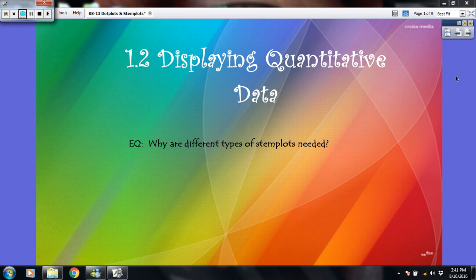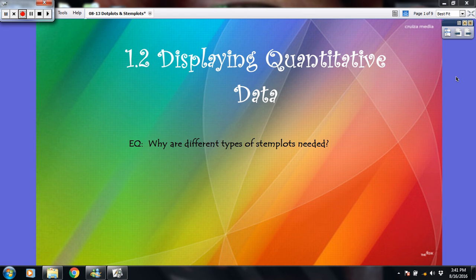It's in section 1.2, displaying quantitative data. So we were talking about qualitative data before. We were talking about our graphical displays with bar graphs and pie charts, and now we're going to talk about ways that we can display quantitative data. And there is a difference.